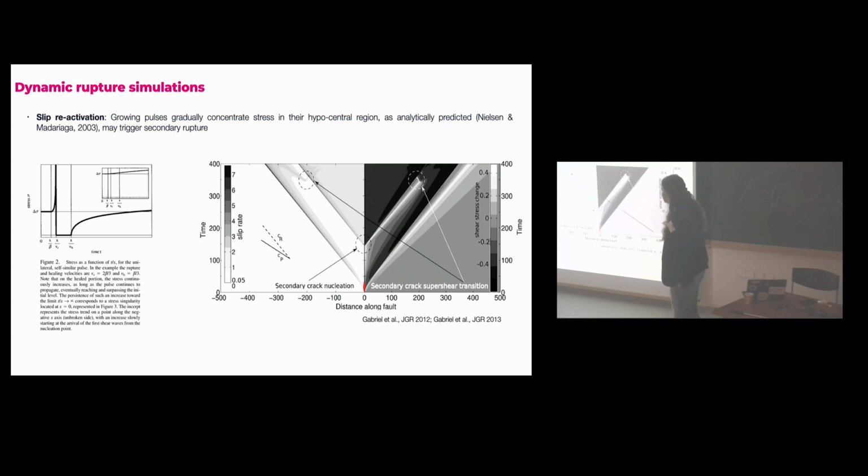And this is a very simple model. The only ingredient here is fast velocity weakening rate and state friction. And there is really nice analytical work that preceded these simulations by Nielsen and Madariaga that comes up with a steady state pulse solution that describes the stress reaccumulation of a pulse-like rupture at the hypocenter.